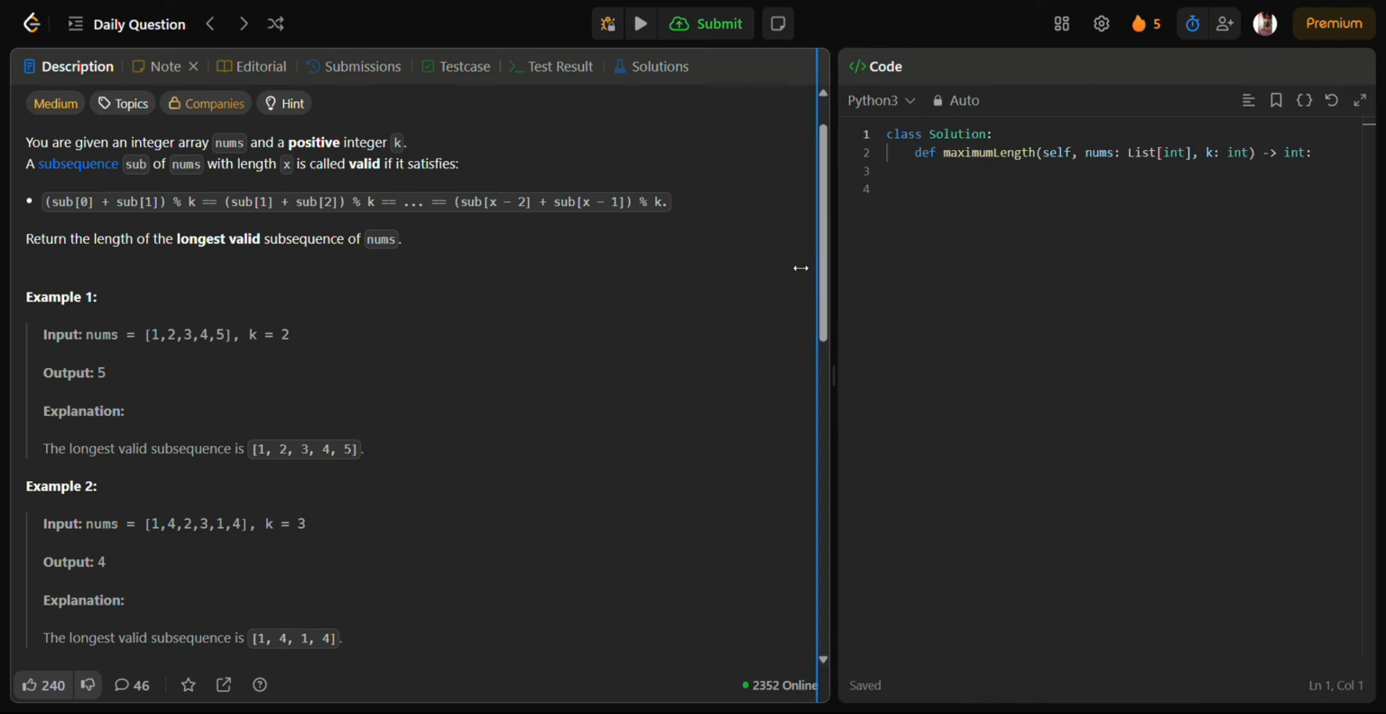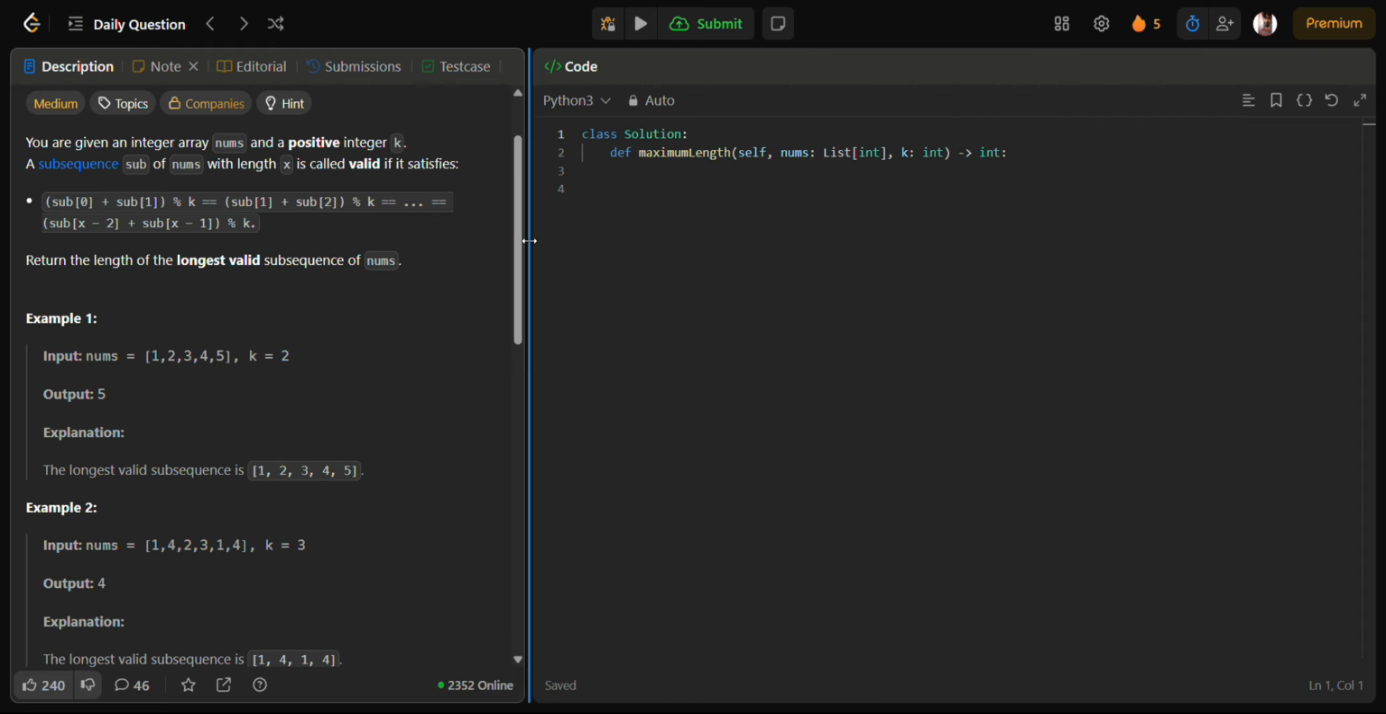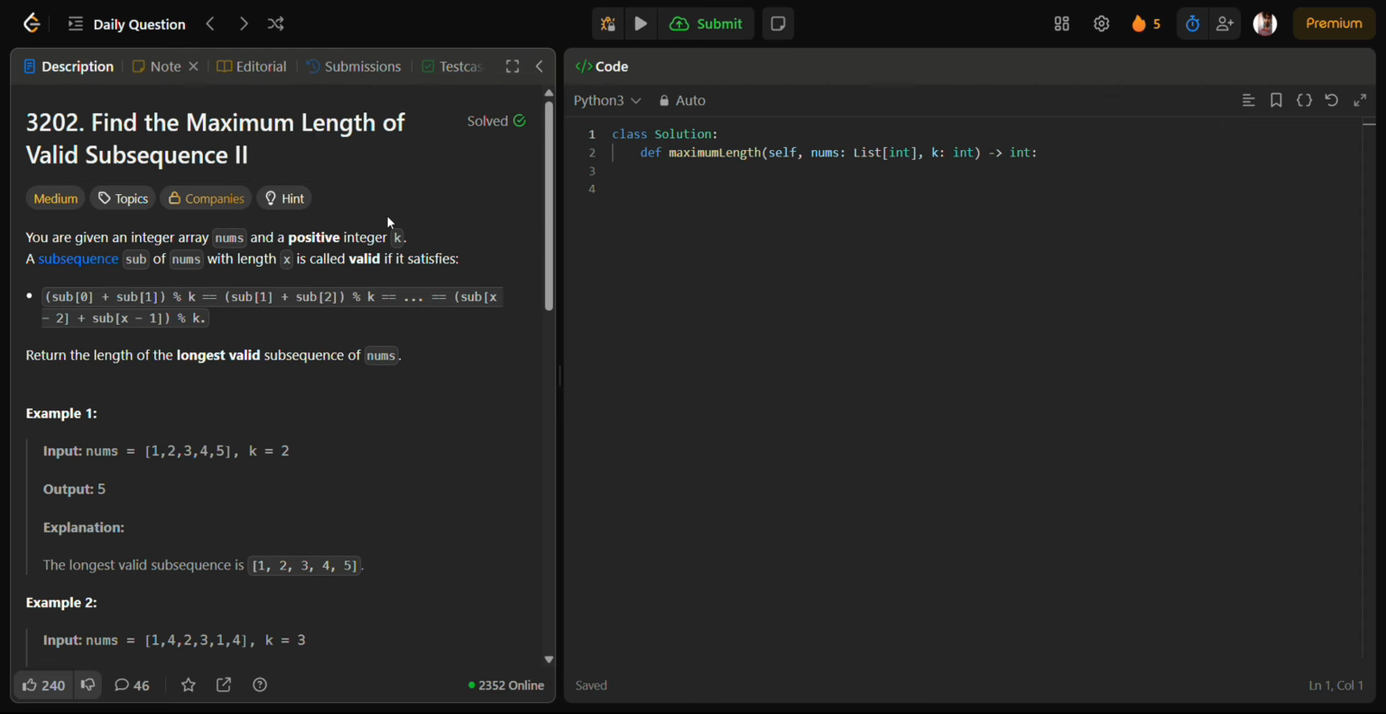The approach we use here revolves around dynamic programming with hashing. Since the problem is about finding a pattern between pairs of elements in a subsequence, we try to track sequences that follow the same rule. We begin by looking at every pair of elements in the array. For each pair, we calculate the sum of those two elements and check what remainder it leaves when divided by k.